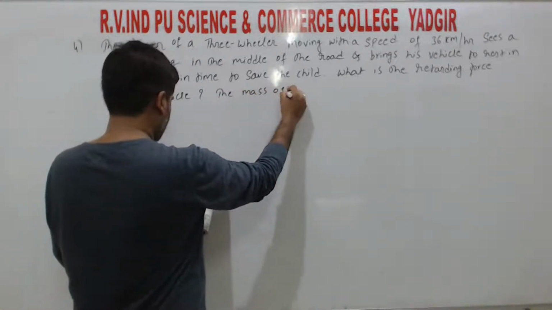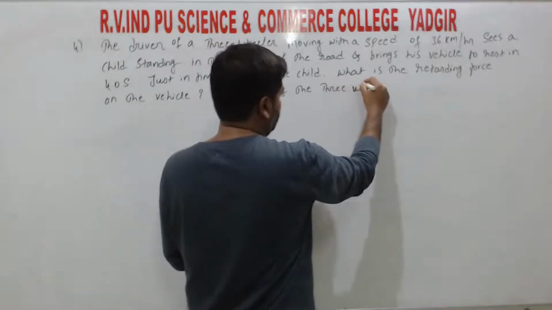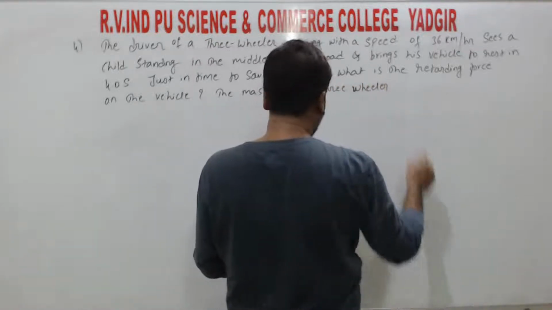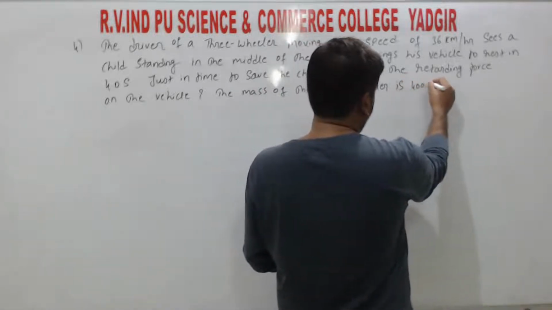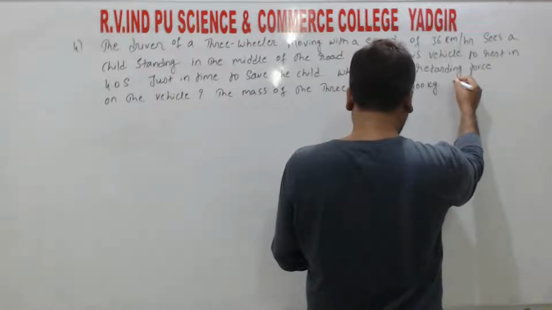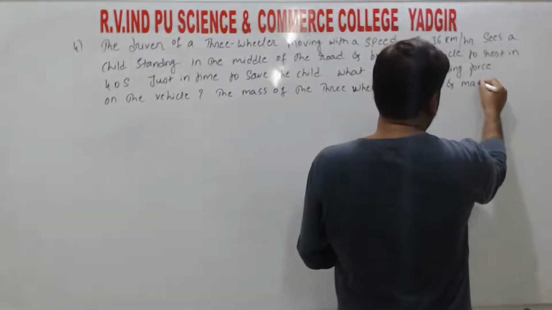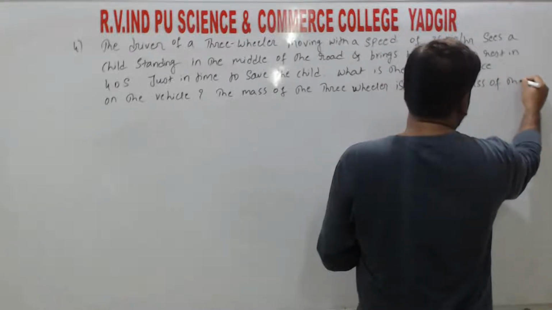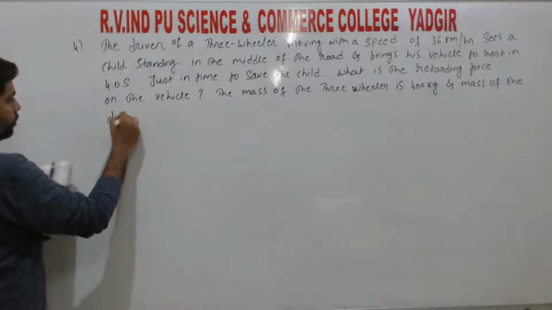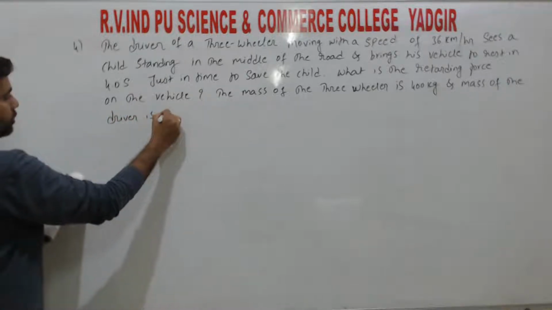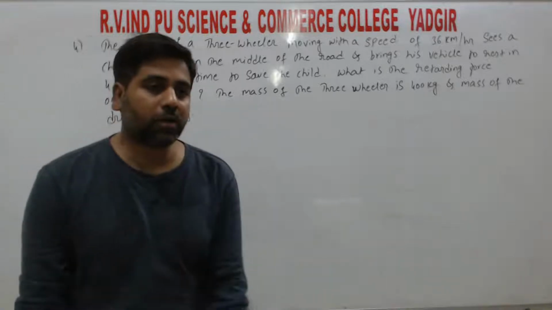The mass of the three-wheeler is 400 kg and the mass of the driver is 65 kg. So this problem is similar to that of the first problem.